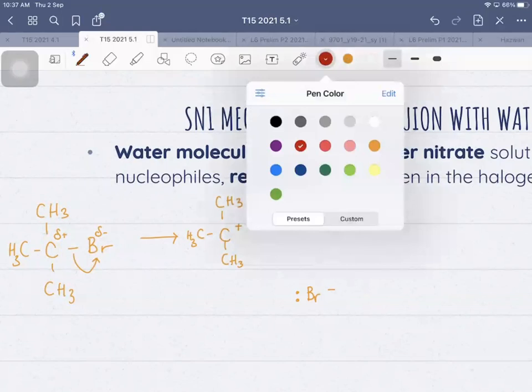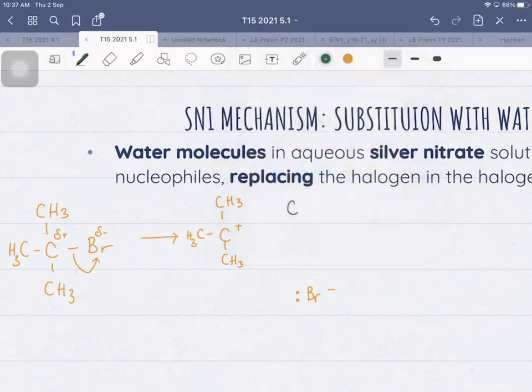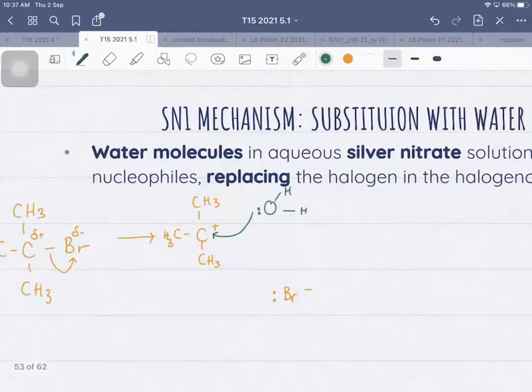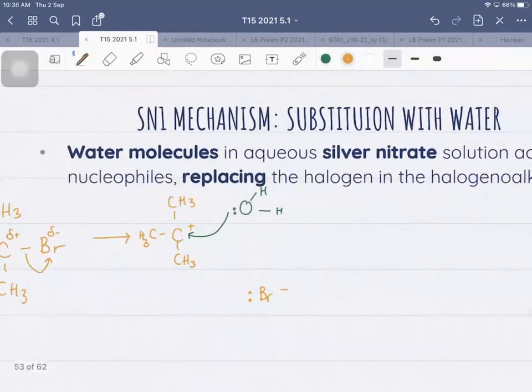your nucleophile, which is a water molecule, and the lone pair is on the oxygen. We only need one lone pair, okay? So the lone pair will be donated or given, shared with the positive carbon on the carbocation to form a new carbon-oxygen bond.